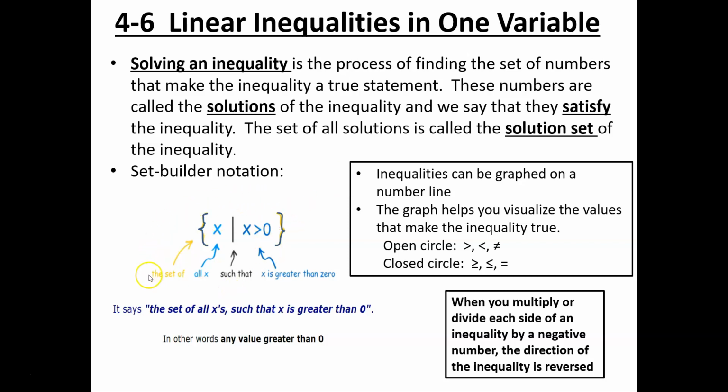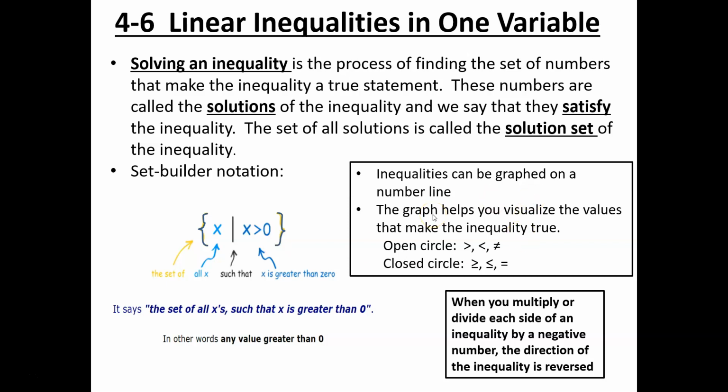Okay, this is something new. Set builder notation. It's the set of, that's the curly brackets, all x, this is your variable. This line means such that, and then here's your inequality, x is greater than 0. So this says the set of all x such that x is greater than 0, which means any value greater than 0.